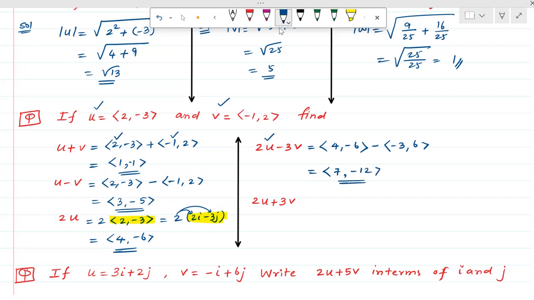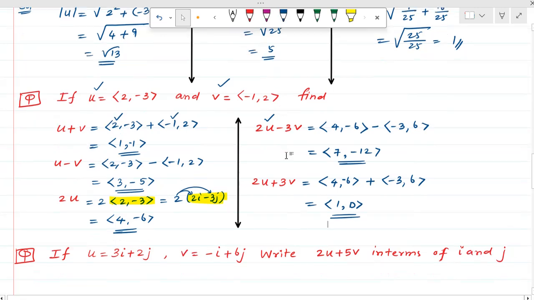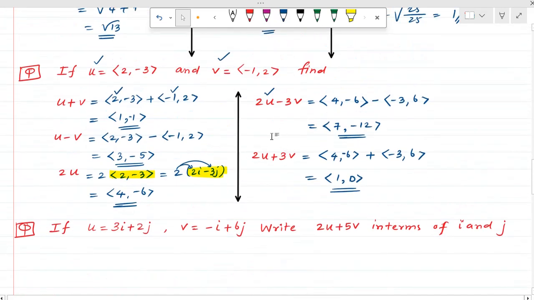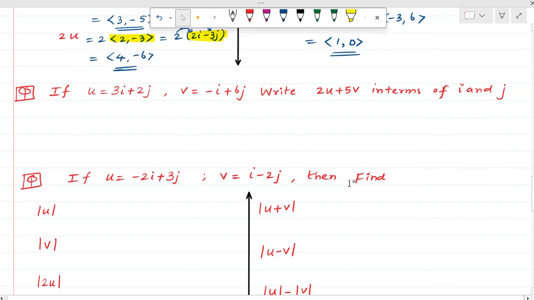That's it. Now the same vector, I have to add 4 comma minus 6, already we have calculated, minus 3 comma 6. When you add, it becomes what? 1. 4 minus 3, 1. Minus 6 plus 6, it becomes 0. So this is the vector. Here no magnitude is being asked. We will find only the vector.